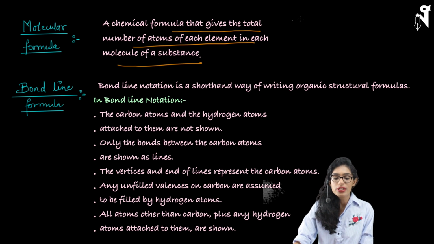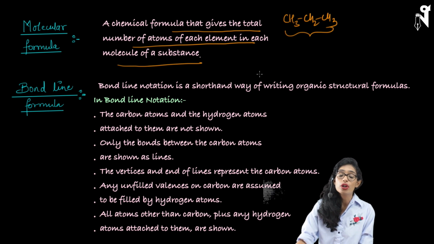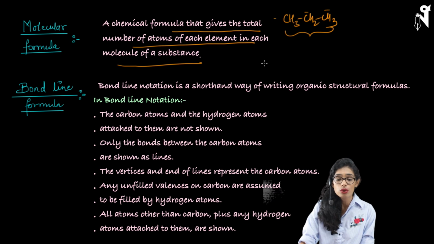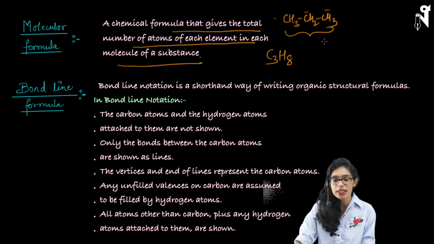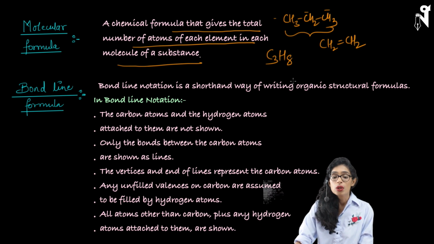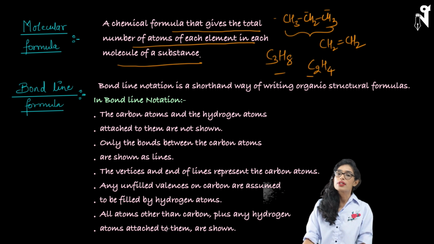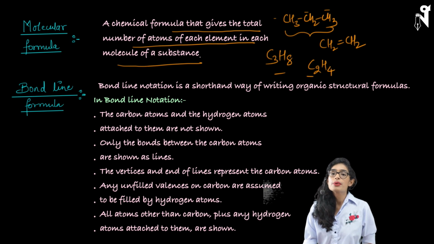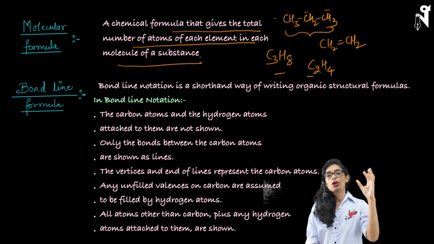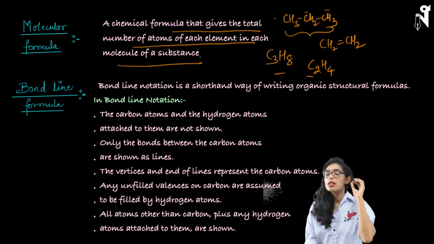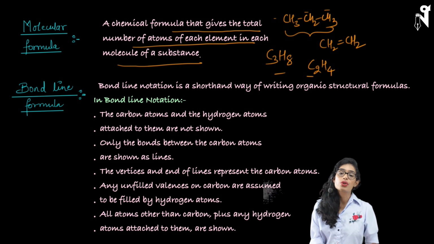So in the previous slide, I had taken the example of CH3, CH2, CH3. If I have to write this in the molecular format, I'll just count the total number of carbons. The total number of carbons are 3. Total number of hydrogens are 8. Similarly, I had taken another example, CH2 double bond CH2. If I have to write the molecular formula of it, total number of carbons are 2. Total number of hydrogens are 4. And that is the molecular formula of this compound. So no bonding, no representation of the bonds over here. Only the total number of atoms of certain elements will be counted and written together.